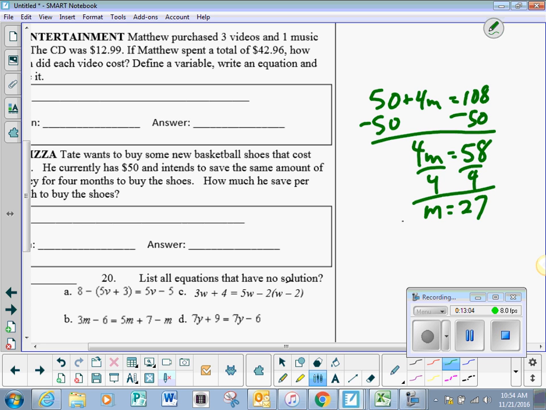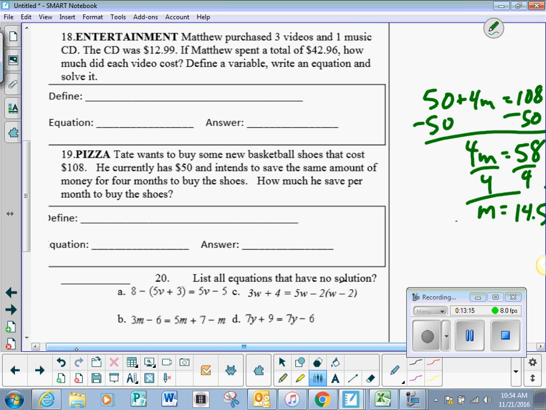27. No, 17. No. 14.5. 14.5. So, $14.50 is the answer.